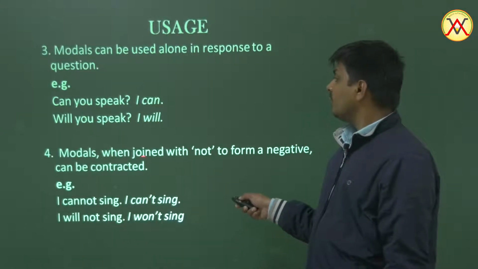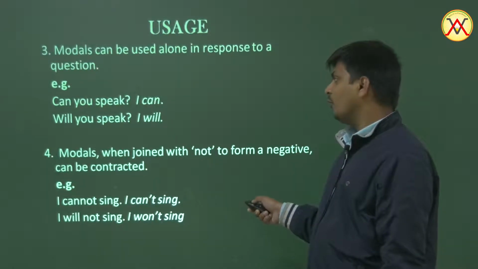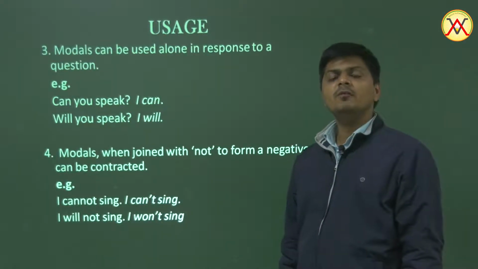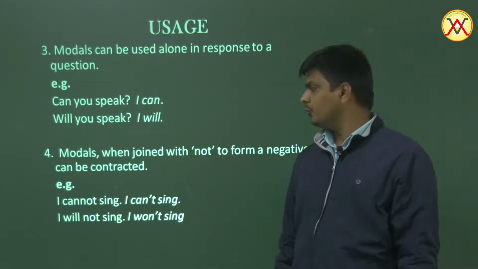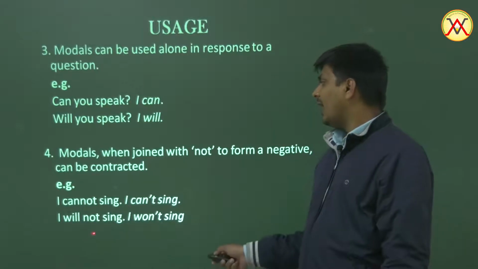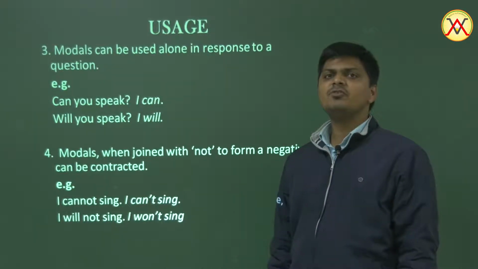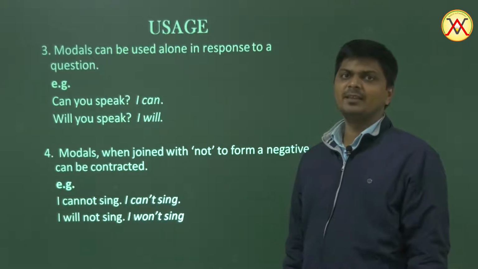Next, modals when joined with not to form a negative can be contracted. We can make them into contracted forms too. I cannot sing, I can't sing. Cannot can become can't. I will not sing, it will become I won't sing. Shall not will become shan't. Might not will become mightn't, like that.